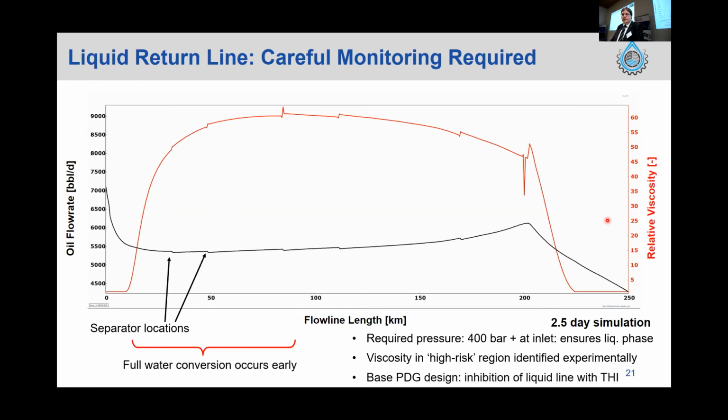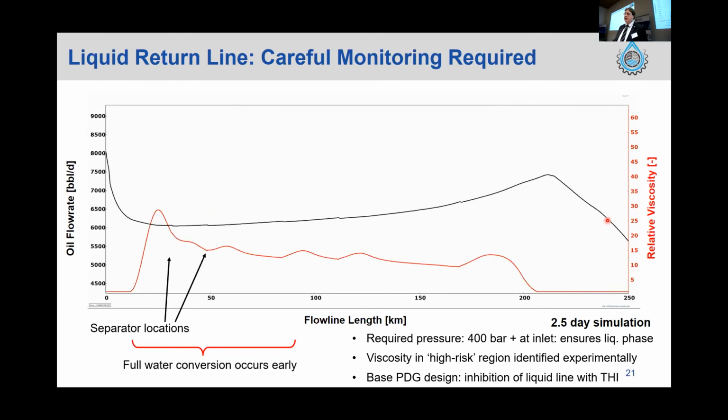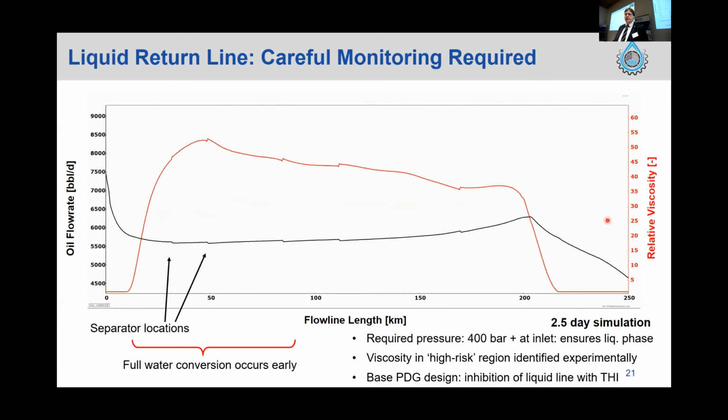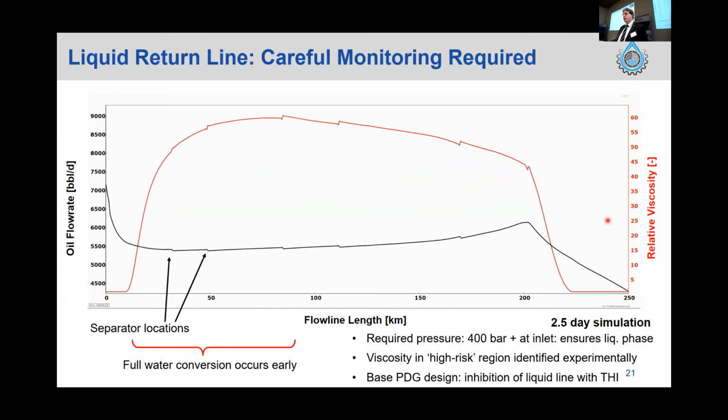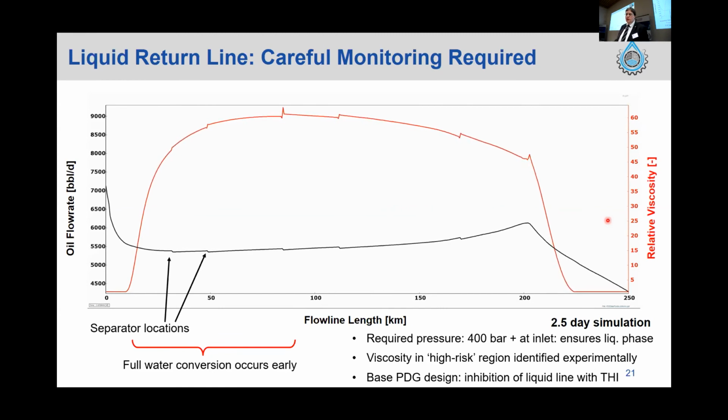And so as a result of that, the baseline design for the pseudo dry gas system said, well, okay, if hydrates are going to be a problem in the liquid line, then what we should do is to take a thermodynamic inhibitor and inhibit this much smaller line. It's smaller, you'll require less THI, and we should save on the system overall.